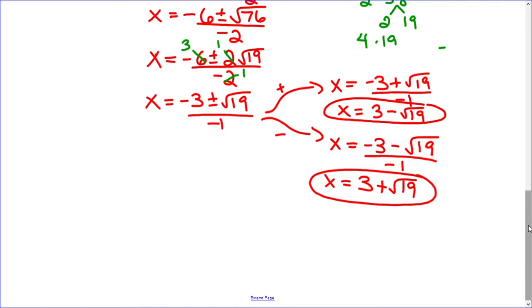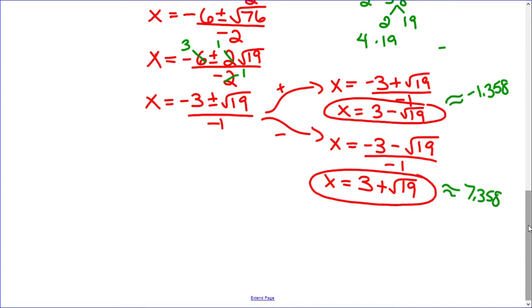Now we could take a calculator and we could actually check and verify these, because these are my exact values, but we could take a calculator and verify where they are just to be able to compare to our graph. So if I took 3 subtract root 19 into a calculator, my answer is approximately negative 1.358. And if I punched in 3 plus the root of 19, then I get a value that's approximately 7.358.